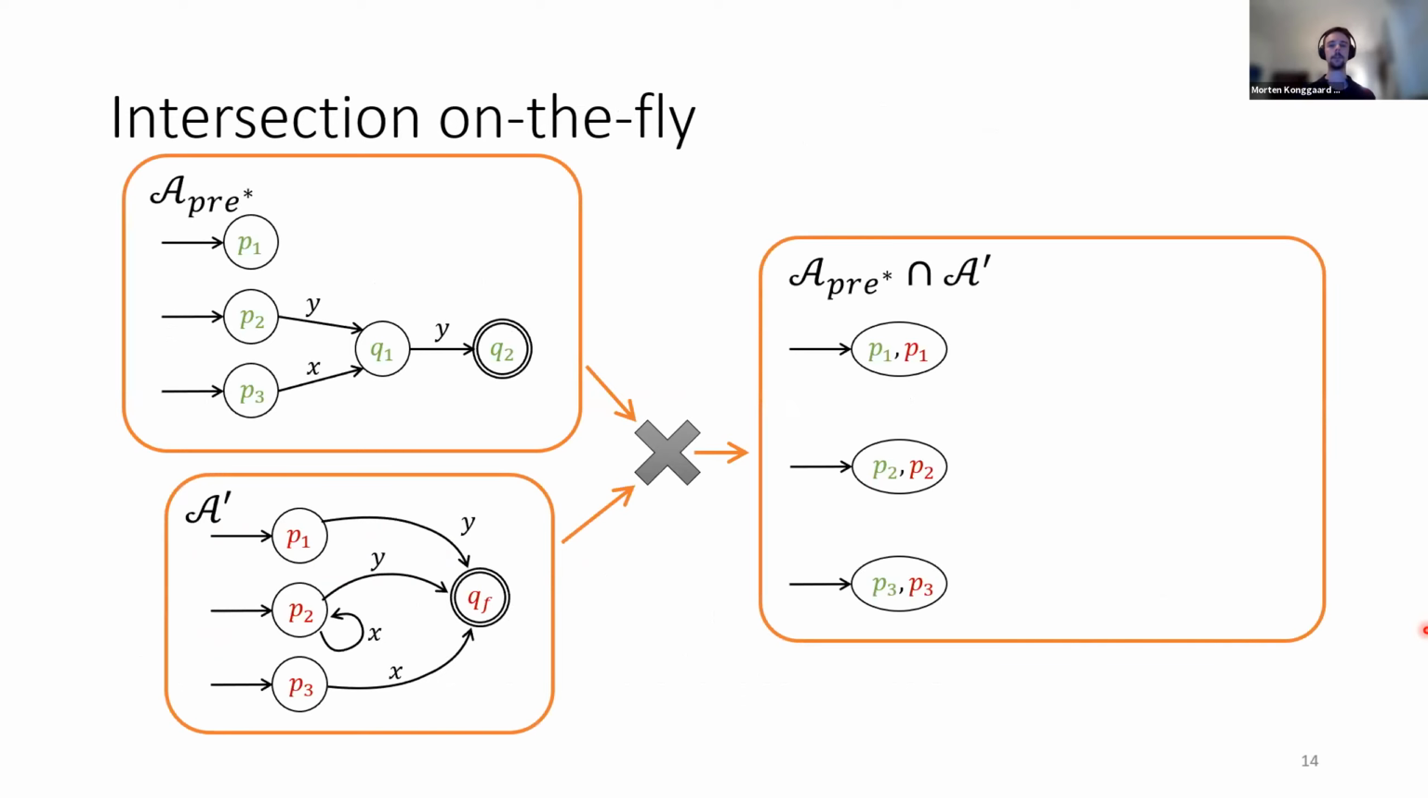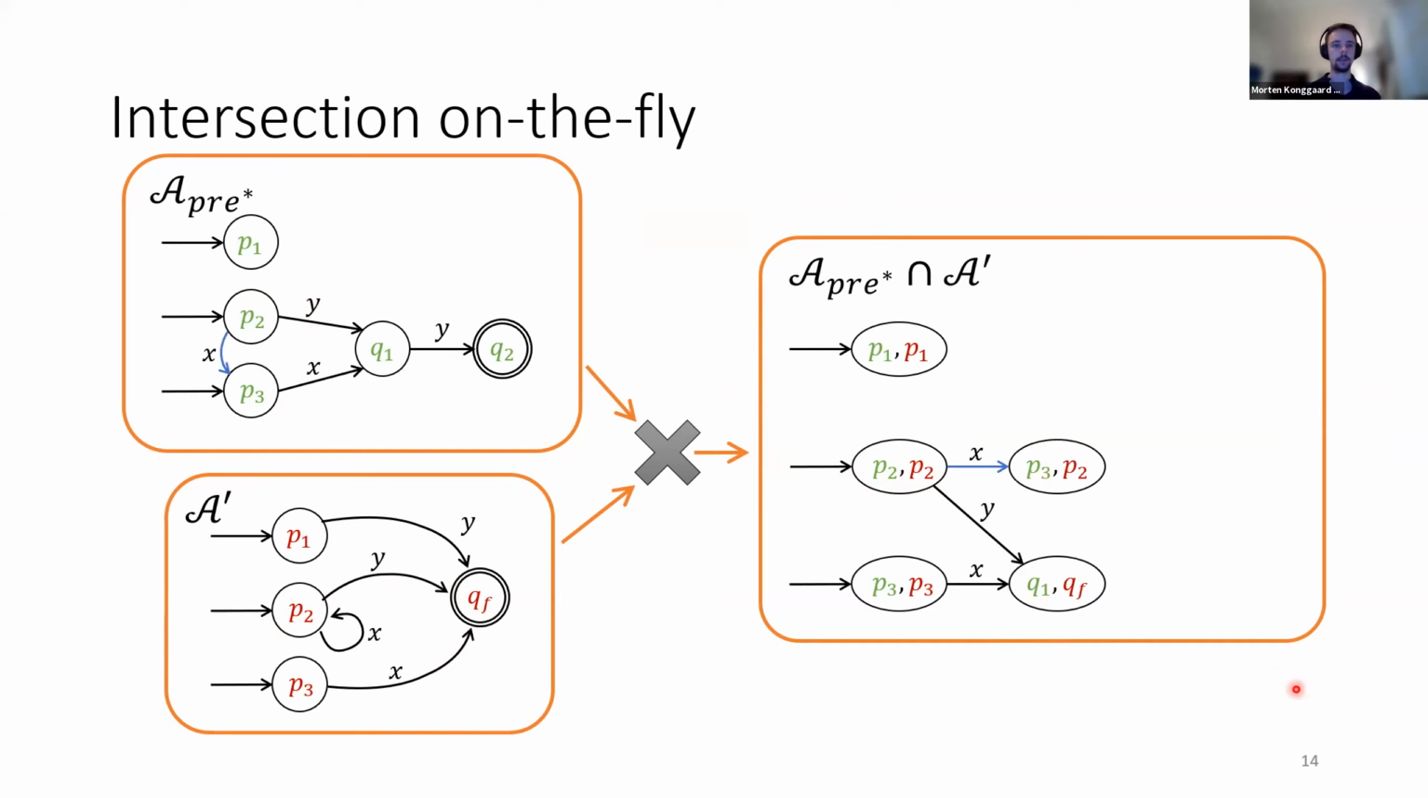So the first technique, as I said, was early termination. And in order to do this, we need to construct this product automaton on the fly. So now at the top, we have the original A, and we are building the pre-star of this automaton. And then we have some A prime here that we are intersecting with. And already before we begin the saturation procedure, we can start by adding a few transitions. So in the product automaton, the states are pairs of states from the two input automata. And we can see that in P2, both of these automata can take a Y, which gives this transition, and so on.